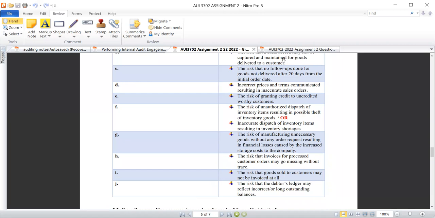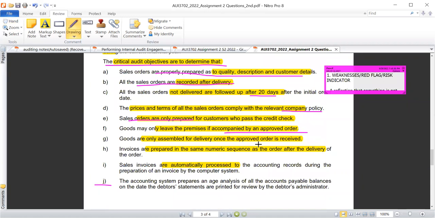Then we go to number G. Goods are only assembled for delivery once the approved order is received. Okay, so that's what I've noticed with, you think of especially the car manufacturing industry, I'm not gonna mention names here for confidentiality sake, but there are certain companies in the manufacturing of vehicles fraternity that only actually assemble cars for as long as they've received the order for that. One of those companies that I'm talking about is from Germany. So you can take a wide guess and you can do a research on it. But yeah, so look at this.